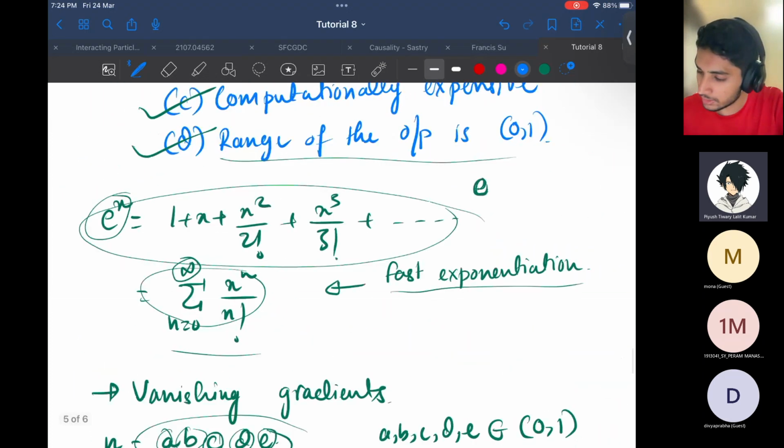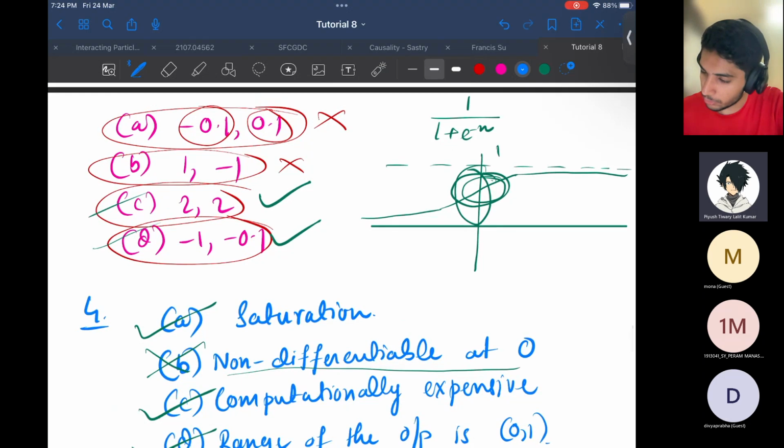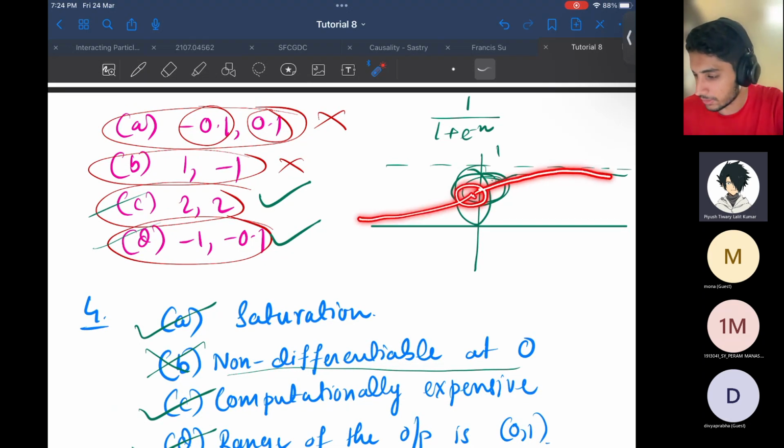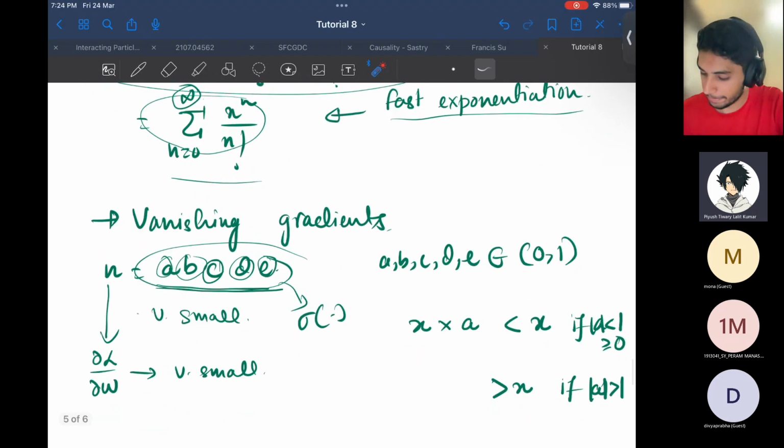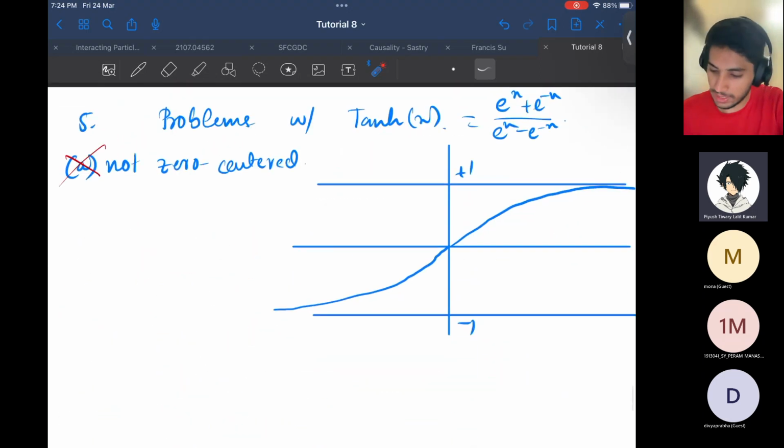Was sigmoid zero centered? Well, no. Sigmoid wasn't zero centered because this was the function. If I had to see two parts, this was the first part, this was the second part, this was the middle, which was 0.5. So it was 0.5 centered, but it was not zero centered. So A is not the correct option here.